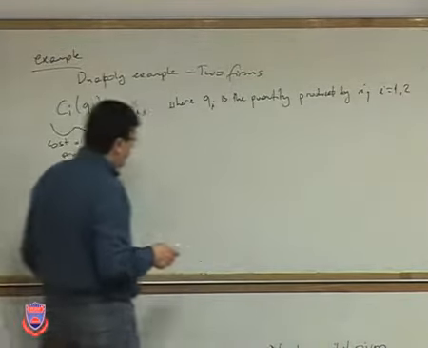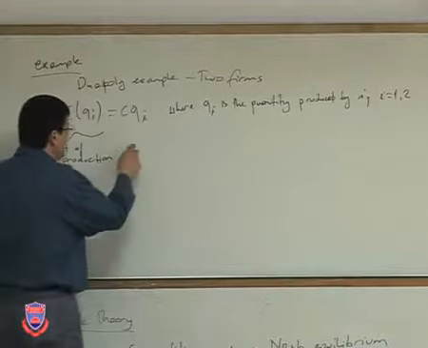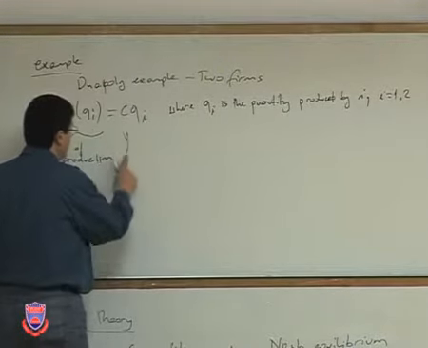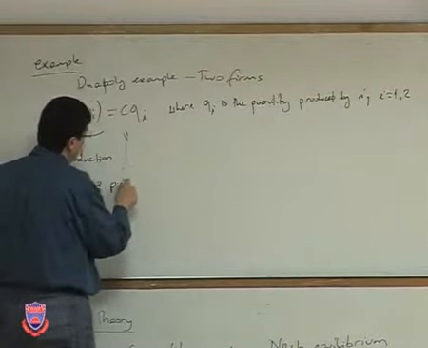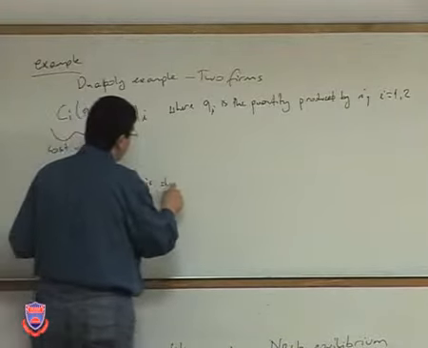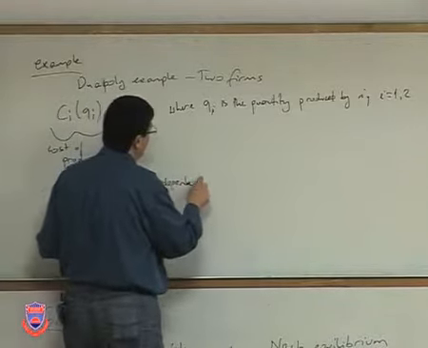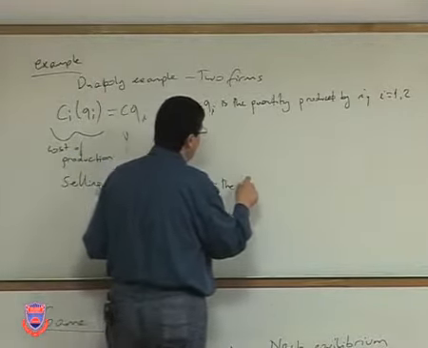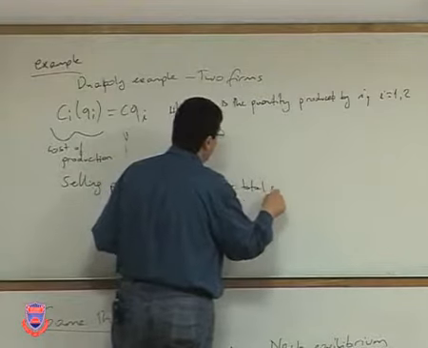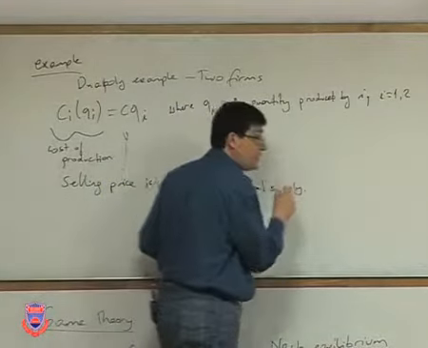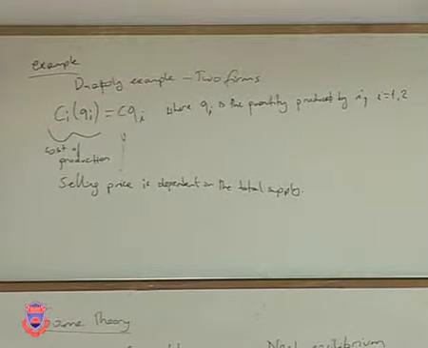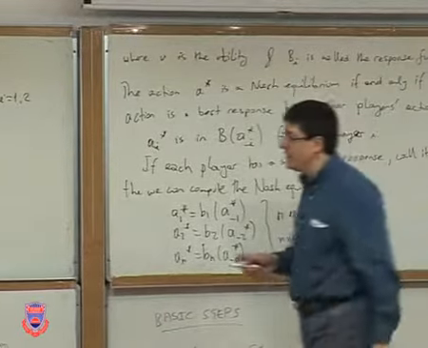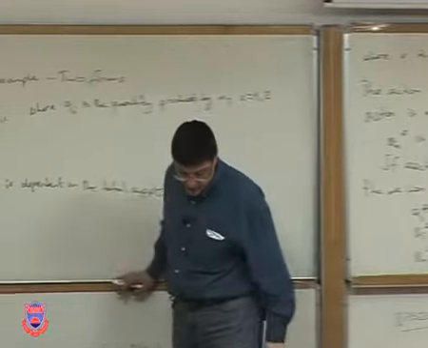Now, we have, of course, the selling price is dependent on the total supply. So if you have abundant supply, the price may go all the way to 0, if you have a very large supply. If you have very little supply, the price is going to be a large value.